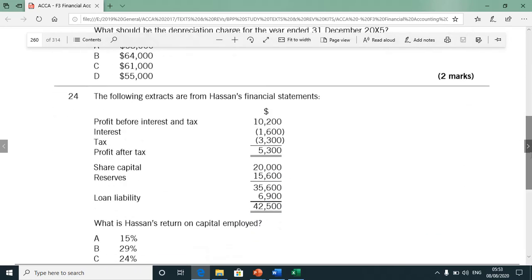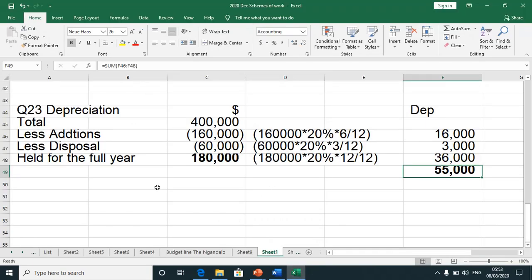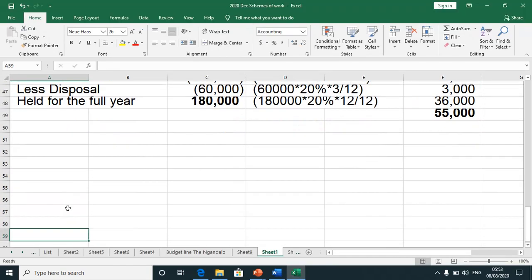The following extracts are from Hassan's financial statements coming out of ratio analysis: profit before interest and tax, interest, and then tax. We've got profit after tax, share capital, reserves, loan liability. What is Hassan's return on capital employed? It's a nice question, but of course simple. All you need to do is to remember certain things.